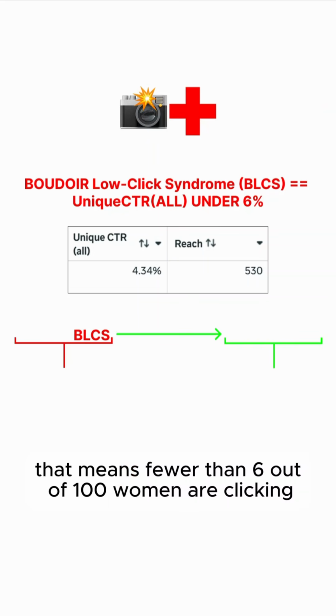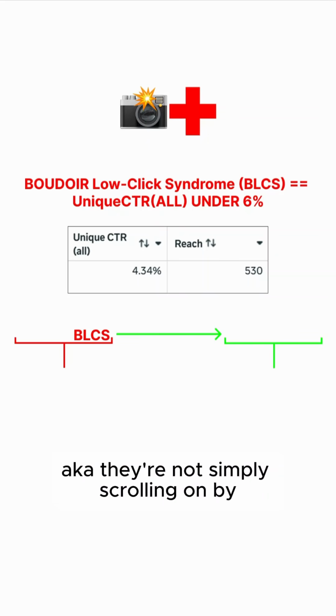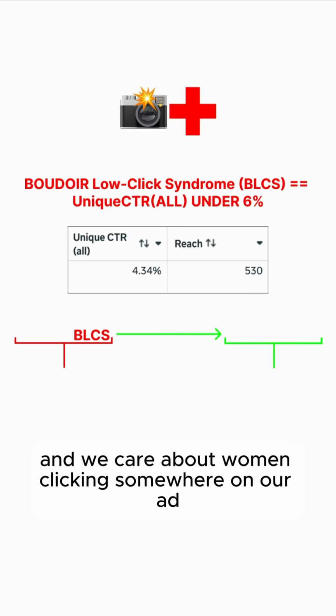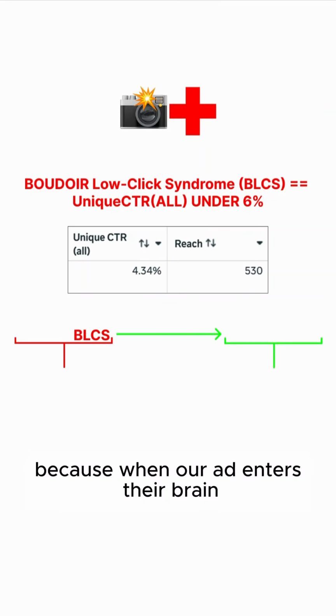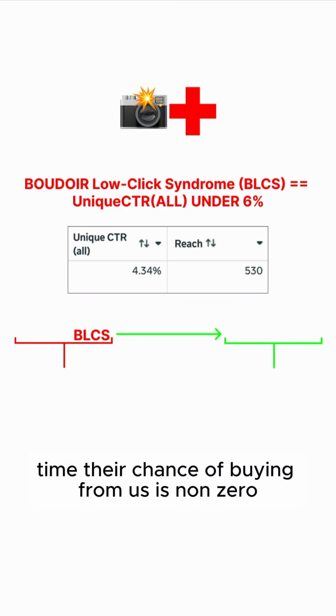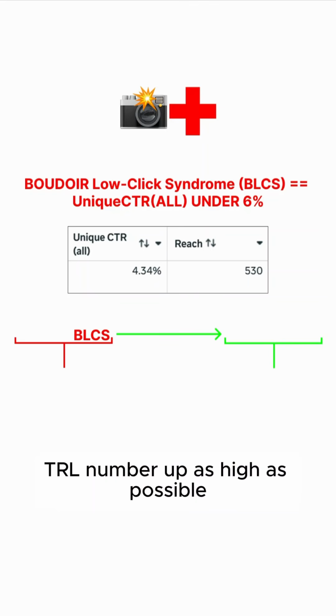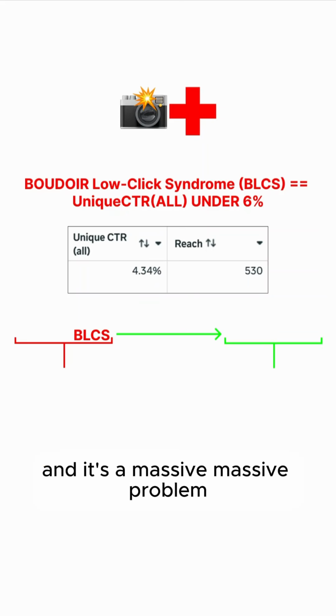That means fewer than 6 out of 100 women are clicking somewhere on our ad, aka they're not simply scrolling on by. And we care about women clicking somewhere in our ad because that means our ad has entered their brain. And we care about that because when our ad enters their brain, that is the only time their chance of buying from us is non-zero. So we got to get this unique CTR all number up as high as possible, but under 6% is the most common thing I'm seeing, and it's a massive, massive problem.